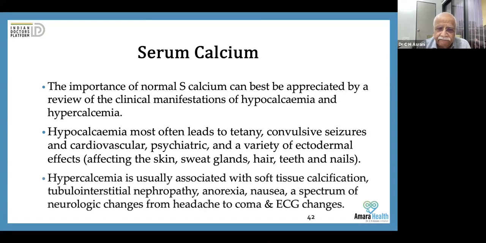Hypercalcemia, on the other side, is associated with soft tissue calcification, tubulointerstitial nephropathy, anorexia, nausea, a spectrum of neurologic changes. One thing confusing here is both hypo and hyper will lead to altered sensorium, from headache to coma, and ECG changes. Now, those of you who have an ECG machine, what changes will you see?